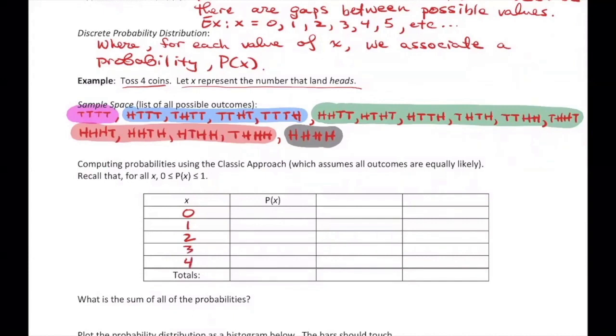Okay. Now the probabilities. First of all, what's the total number of outcomes when you toss 4 coins? Each one of those outcomes up above is one of the total outcomes. What's the total number of outcomes?